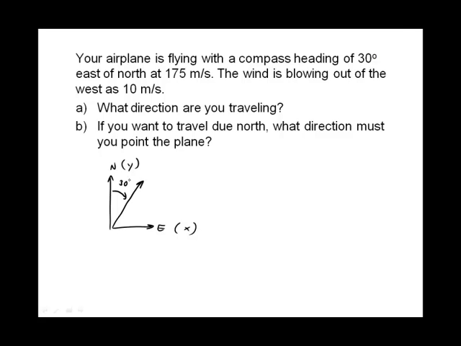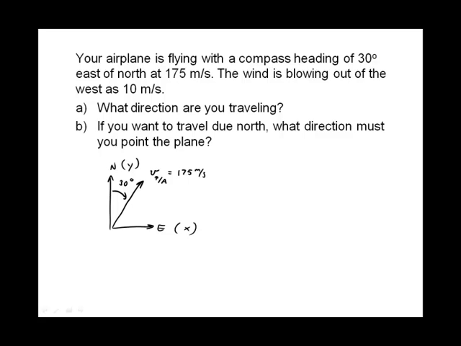So there's my 30 degrees, and that's the compass heading of my airplane. So that would be the velocity of the plane with respect to the air. And I'm moving at a speed of 175 meters per second. So my speed, notice there's no vector sign there, my speed is 175 meters per second. That's the speed of the plane with respect to the air.